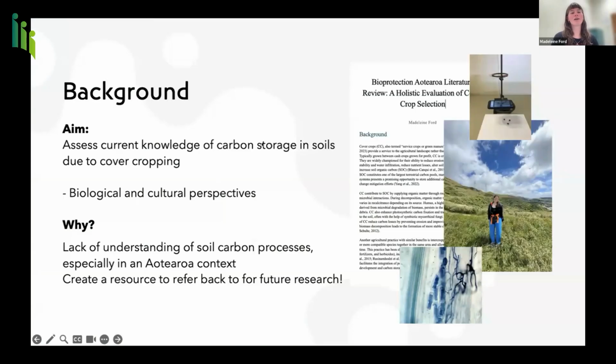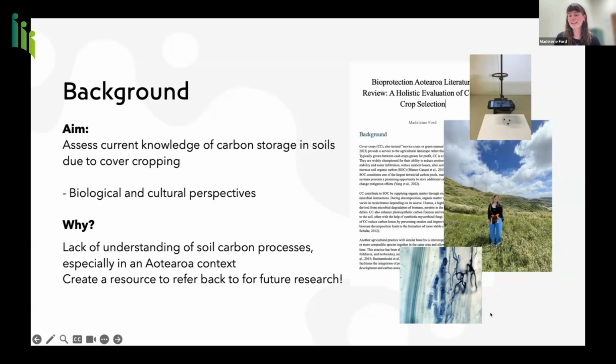So a little bit of background. Basically, what I was aiming to do was to conduct a literature review to better understand how cover crops can help to build soil carbon. And I wanted to do this from a biological and cultural perspective. The reason for this is because there's actually quite a lack of understanding around soil carbon processes, and there's been a lot of literature that's come out recently that has put the research up in the air, and people are a little bit confused on whether cover crops are or are not helping to build soil carbon. So throughout my project, I conducted a literature review.